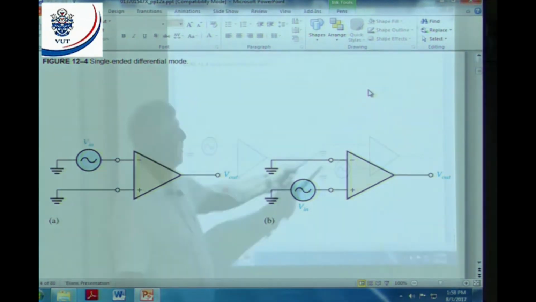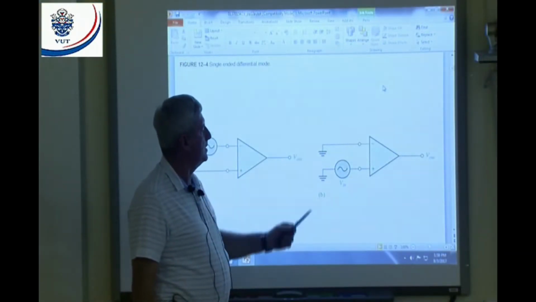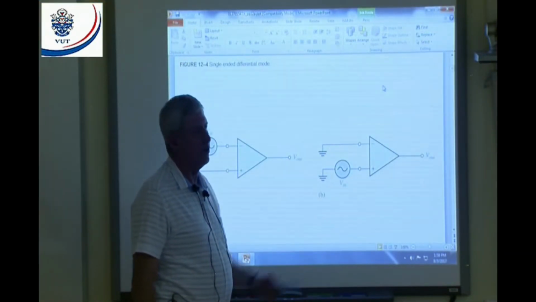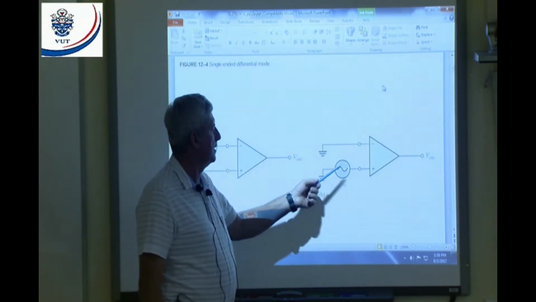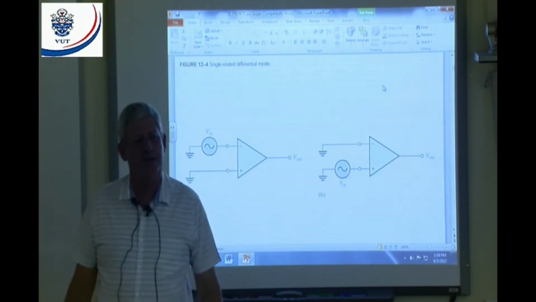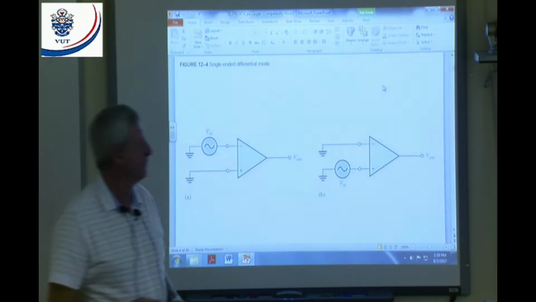In this case, my inverting input is my reference, and I apply my signal at my non-inverting input. That means this signal and the output signal will be in phase. All right, there won't be any phase shift.